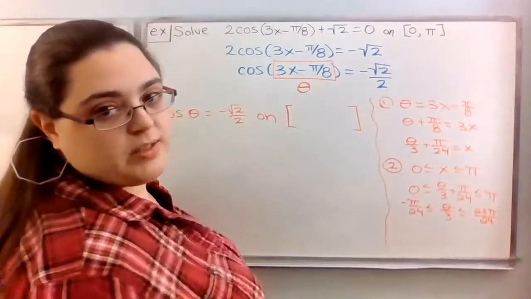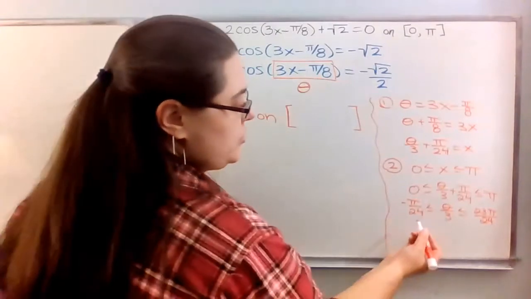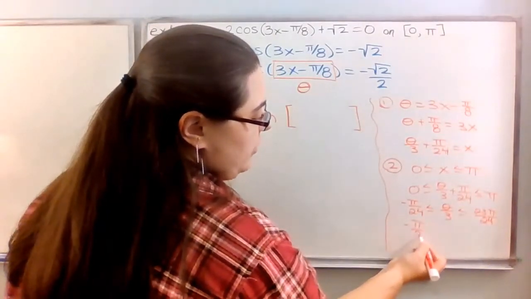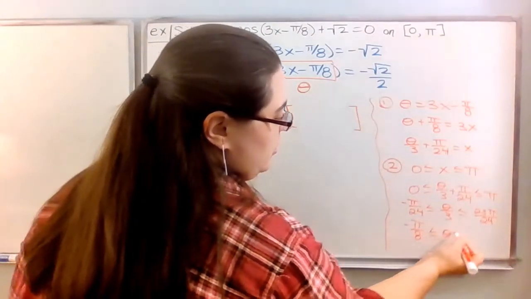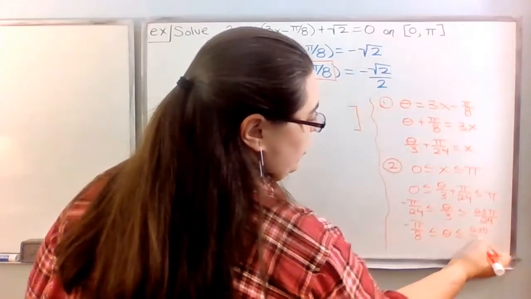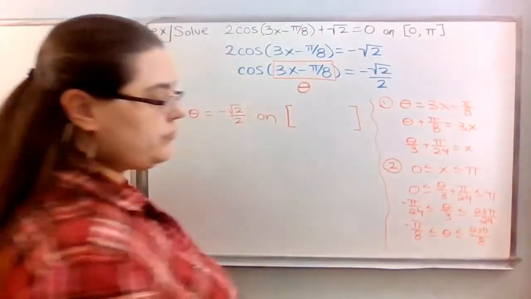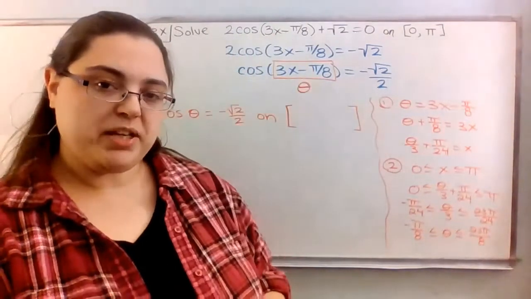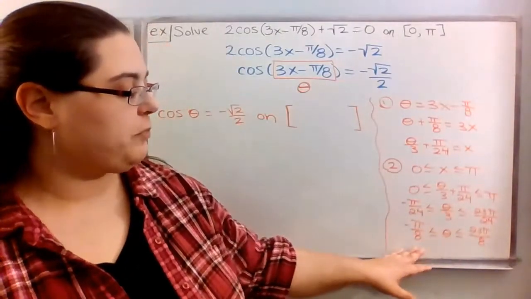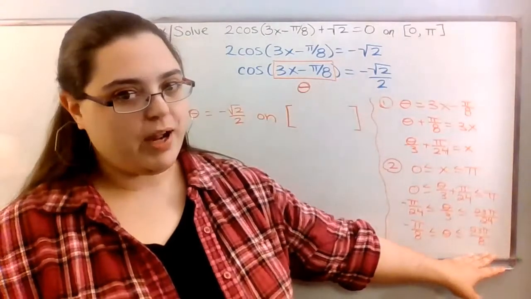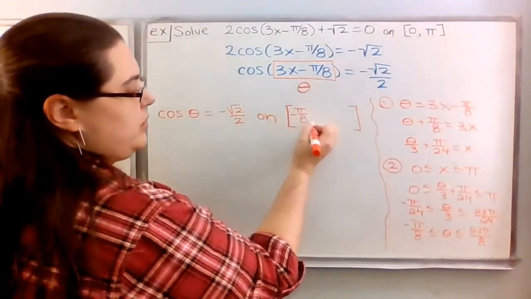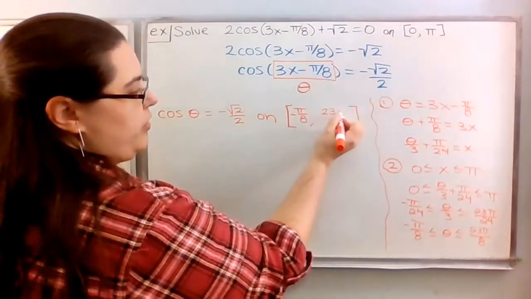And then we can multiply everything by 3. So since 3 goes into 24 8 times, that will give us negative pi over 8 up until 23 pi over 8. So what this means is when we go to find our solution, we want to be looking at values that are between negative pi 8ths and 23 pi 8ths. So we have negative pi over 8 and 23 pi over 8.